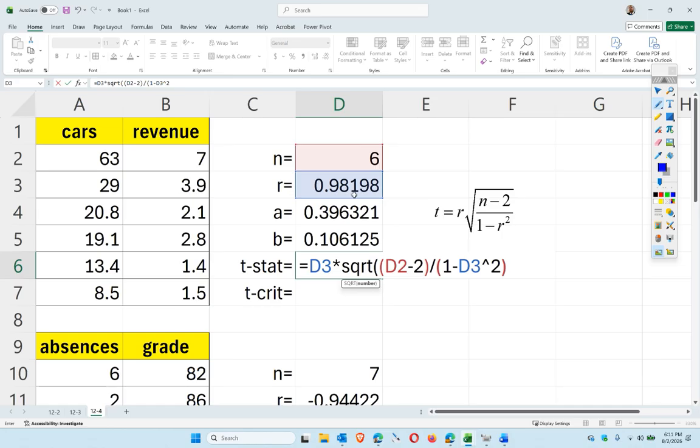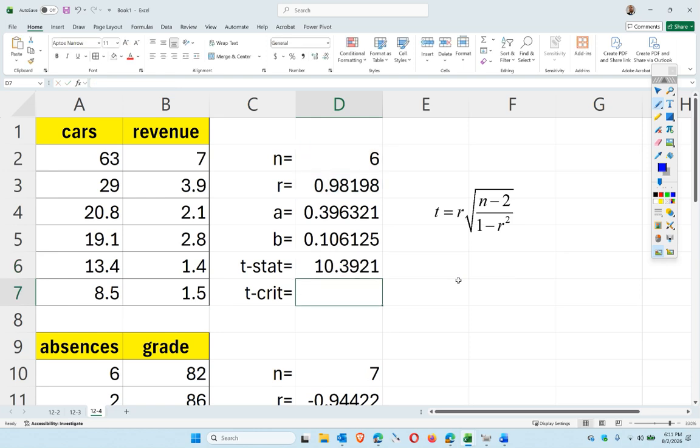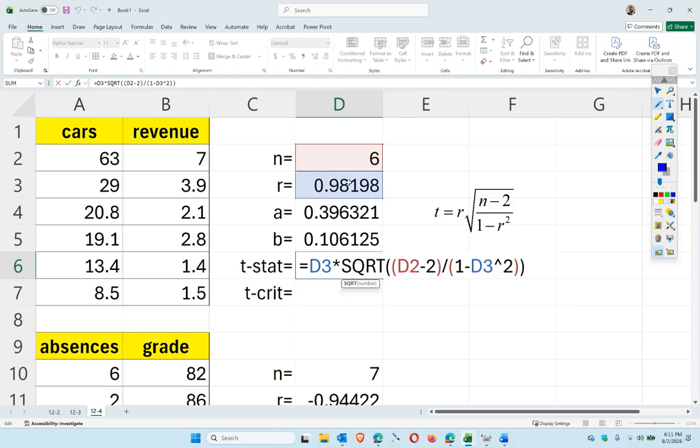The mistake that I often see is people not putting these sets of parentheses, right? If you don't do that, it's not going to follow the order of operations, or it will only do 2 divided by 1 and not the rest of it, right? So make sure you do that. Okay, so there is our t-stat value, basically. So it's just using these ones, right?